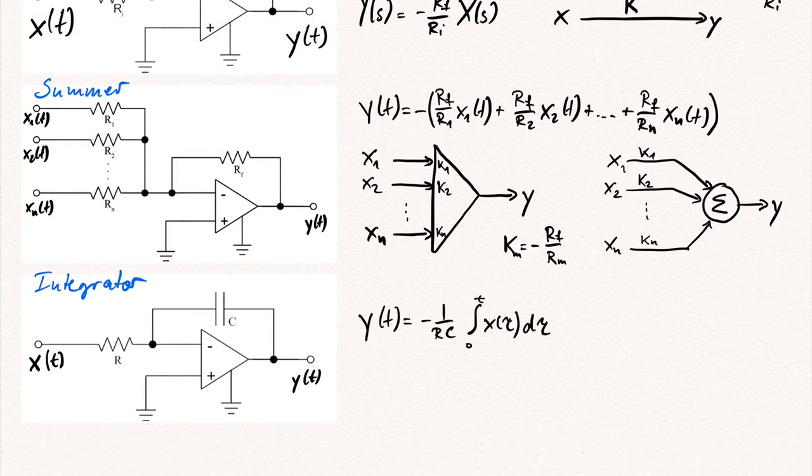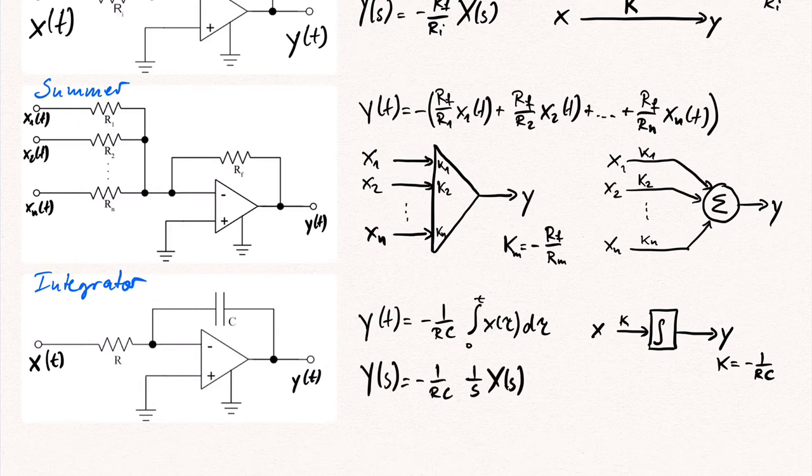If we assume that the output signal y was 0 at time equals 0, then y(t) is equal to minus 1 divided by RC times the integral between 0 and t of the input signal x. In block diagram drawings, this is symbolized by this integrator block with amplification factor k, which here is equal to minus 1 divided by RC.